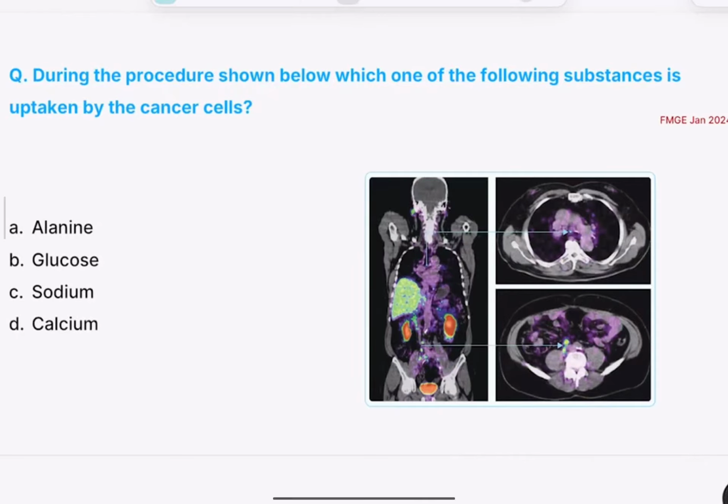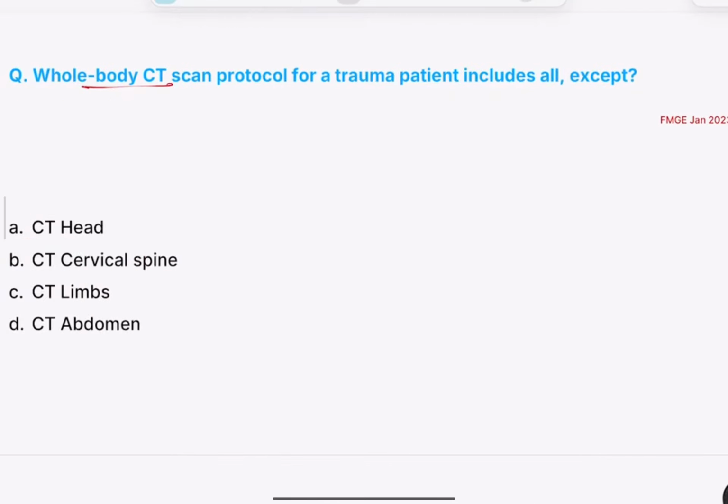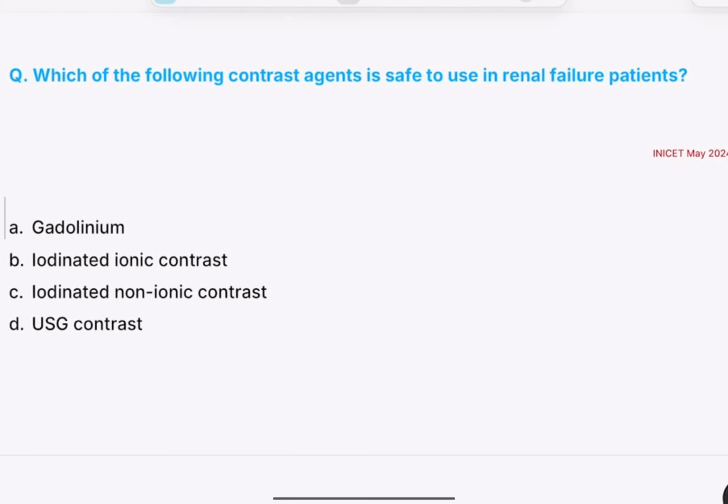During the procedure shown, what substance is taken up by the cancer cells? So this is a PET CT which is shown here. The PET is your FDG PET, deoxyglucose. So it is glucose uptake which is seen here. Whole body CT scan protocol for trauma includes all except limbs are not included. Head is there, spine is there, CT abdomen is there. Limbs are not included as we have discussed.